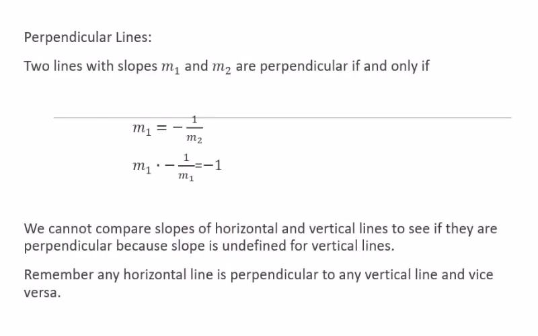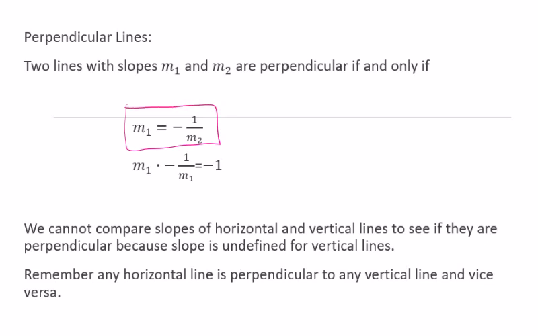So let's talk about perpendicular then. Two lines with slopes m1 and m2. Remember, m is the letter we use for slope, and 1 and 2 are just distinguishing one from the other. They're perpendicular if m1 is equal to negative 1 over m2.